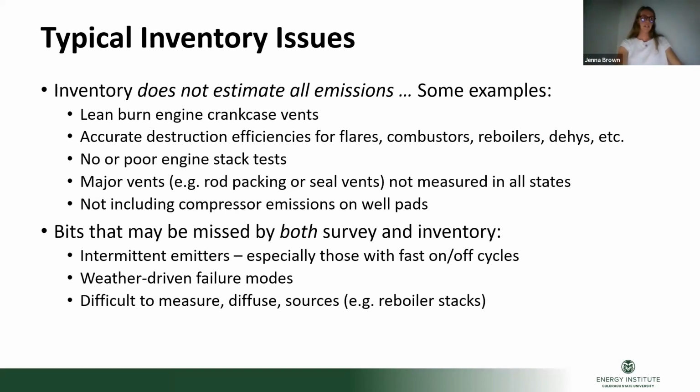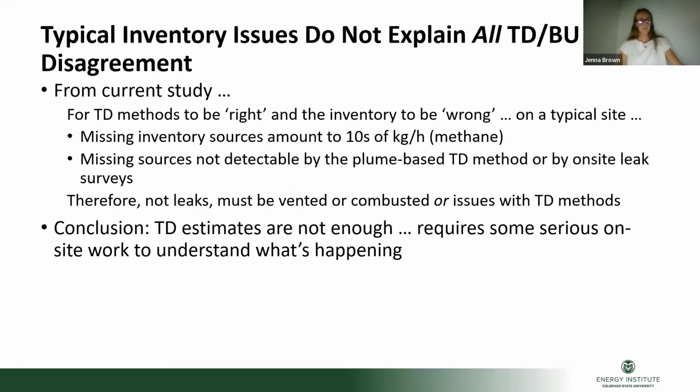So how do we explain the top-down, bottom-up disagreement? So we haven't found an explanation with having an on-site observer there and a ground team that would A, miss tens of kilograms per hour of emissions, and B, that emission source not be visible to Bridger. So while these top-down estimates are a good check of emissions, it requires some on-site work to understand what's happening and why this gap still persists in all these studies that we're seeing, right?